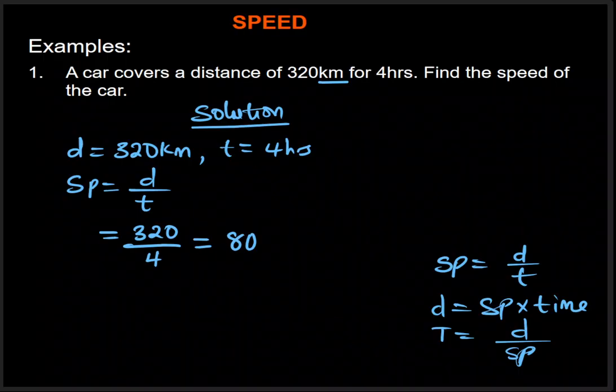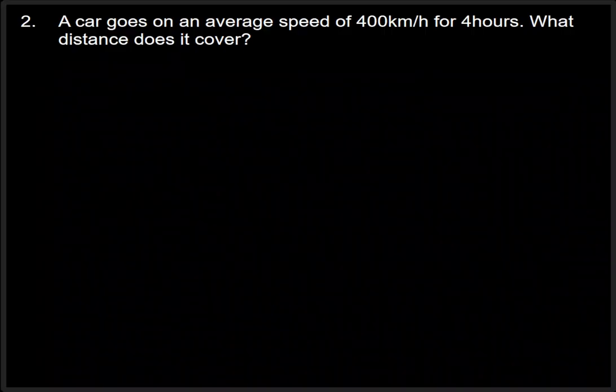And what is the unit? When you are dealing with speed, you must take note of the unit. The unit for speed here is kilometers divided by hours, so that will give us 80 kilometers per hour.